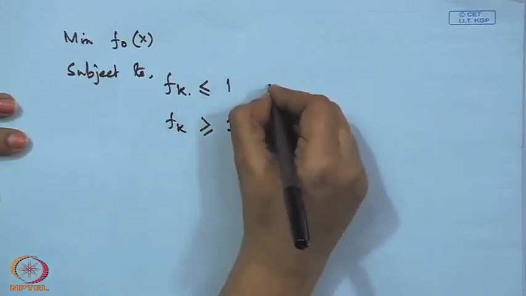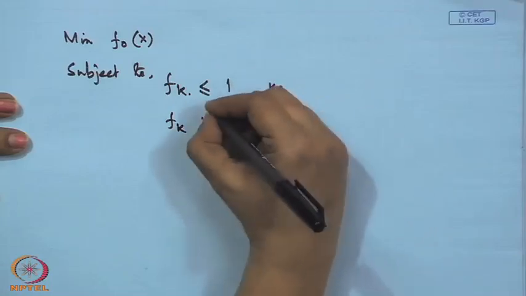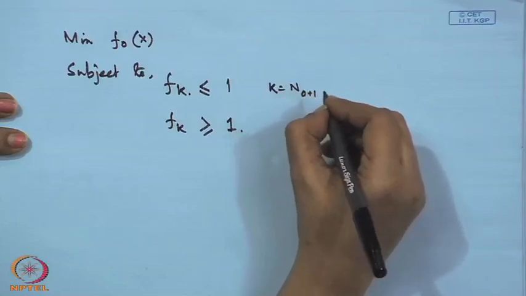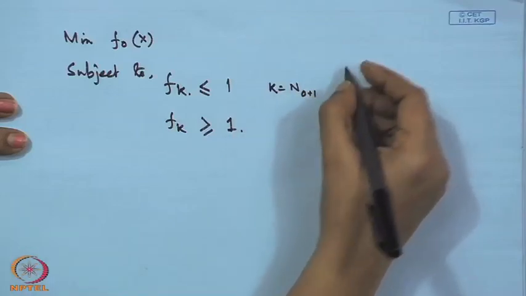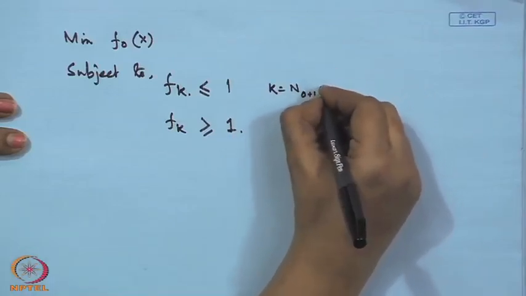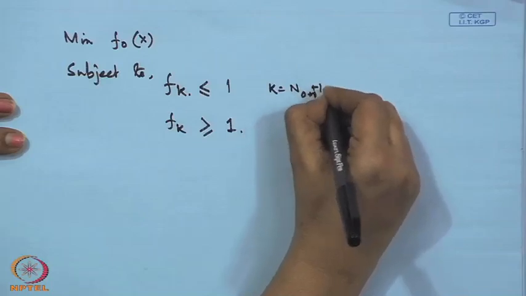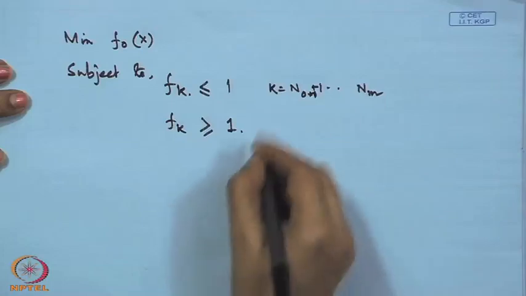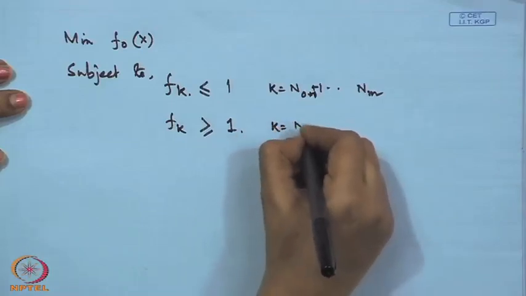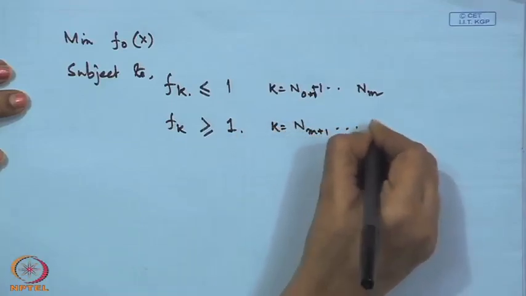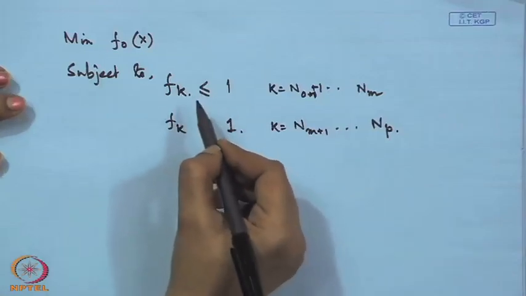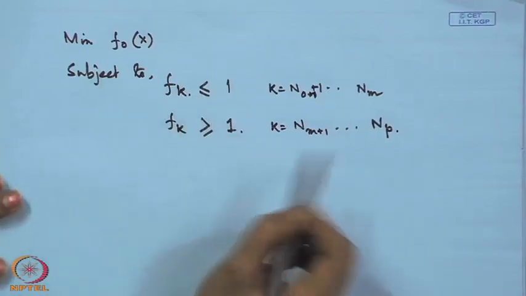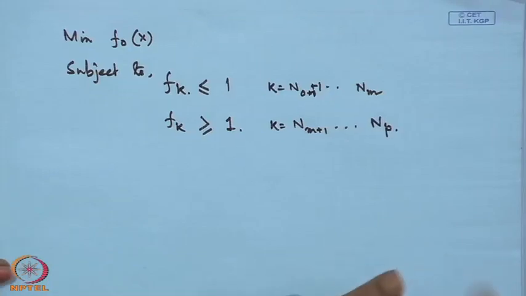We can consider k from n naught plus 1 to some value nm, and then it starts from nm plus 1 to np. That means a few constraints are of the type less than or equal to and a few constraints are of the type greater than or equal to. Then how to handle this problem?